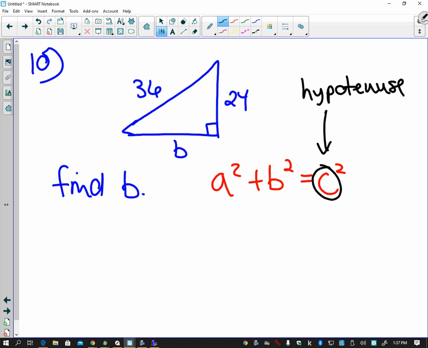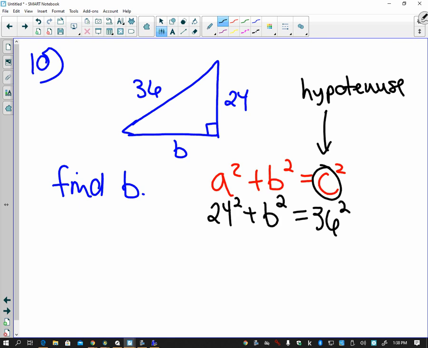Okay? Do you know which number up there represents the hypotenuse? 36. Okay? So that's why that goes there. And only one number is the hypotenuse. All right? What do I fill in with the rest of it? 24 squared. Okay, 24 under a squared, and then just b squared for b.